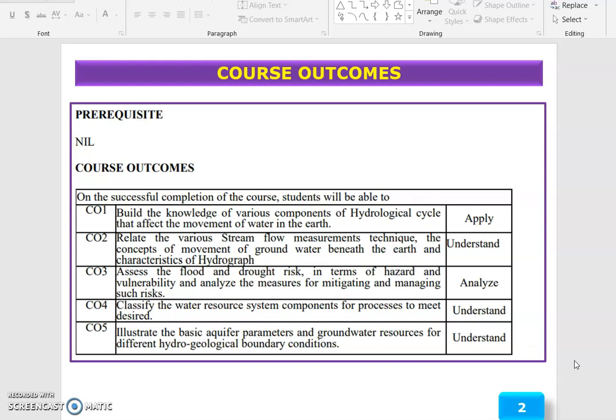The course outcomes: on successful completion of the course, students will be able to apply and build knowledge of various components of the hydrological cycle that affect the movement of water on the earth, as course outcome 1. Then understand and relate the various stream flow measurement techniques, the concept of movement of groundwater beneath the earth, and the characteristics of the hydrograph in course outcome 2, where we can assess flood and drought risk in terms of hazards and vulnerability, and analyze the measures for mitigating and managing such risk in course outcome 3.